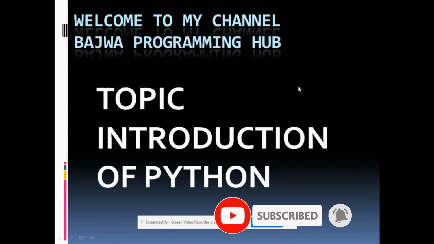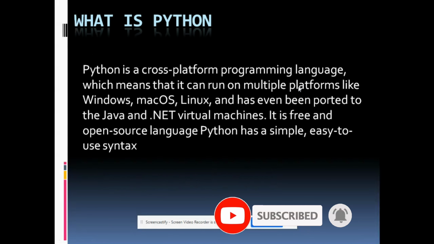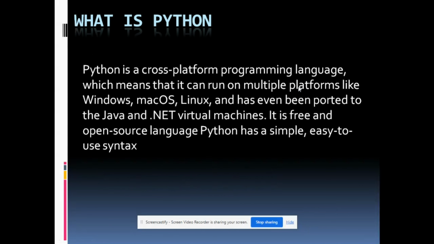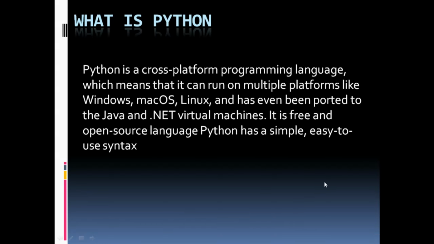Today I will tell about Python. What is Python? Python is a cross-platform programming language, which means that it can run on multiple platforms like Windows, Mac OS, Linux, and has even been ported to the Java and .NET virtual machines. It is a free and open source language. Python has a simple, easy to use syntax.